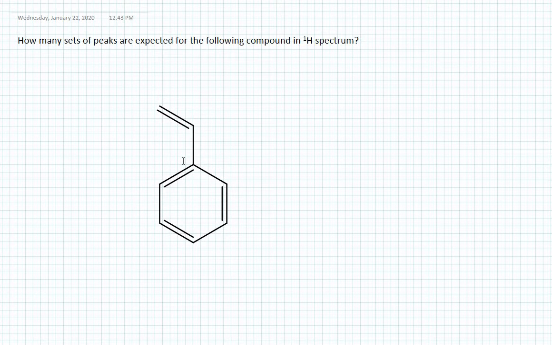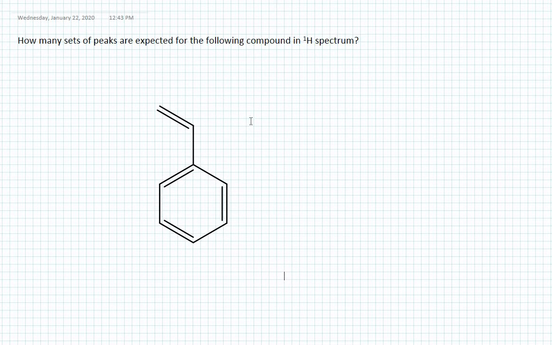Hi, in this tutorial we are going to solve a question related to proton NMR. The question asks how many sets of peaks are expected for the following compound in the H1 spectrum. Let's start solving the question.